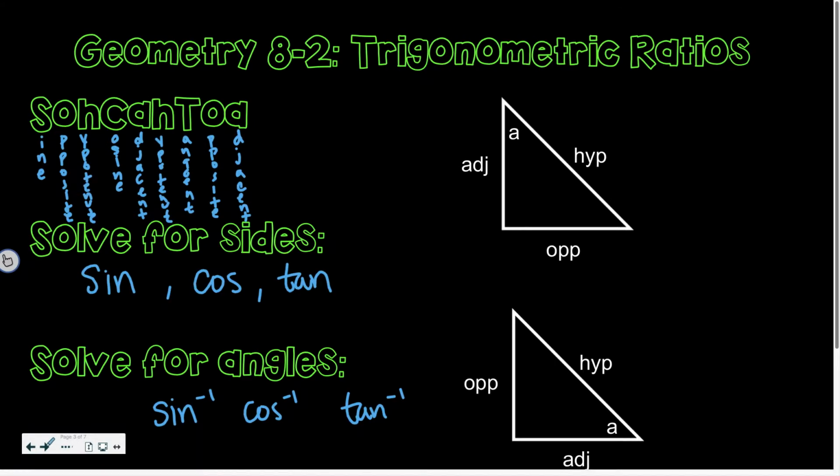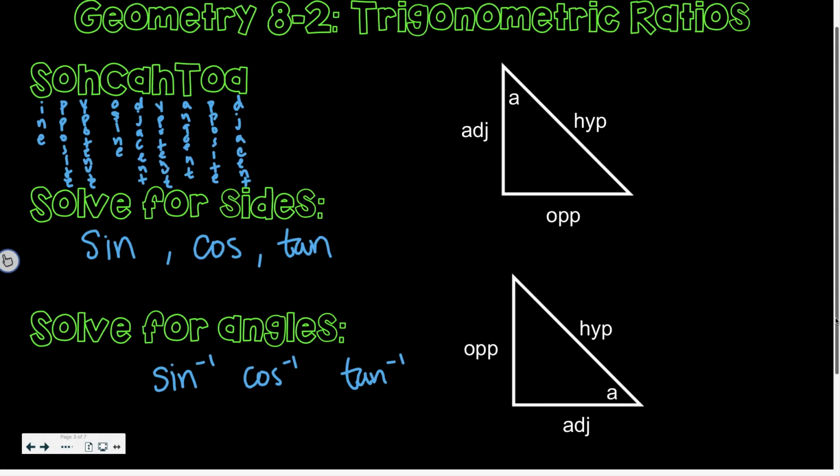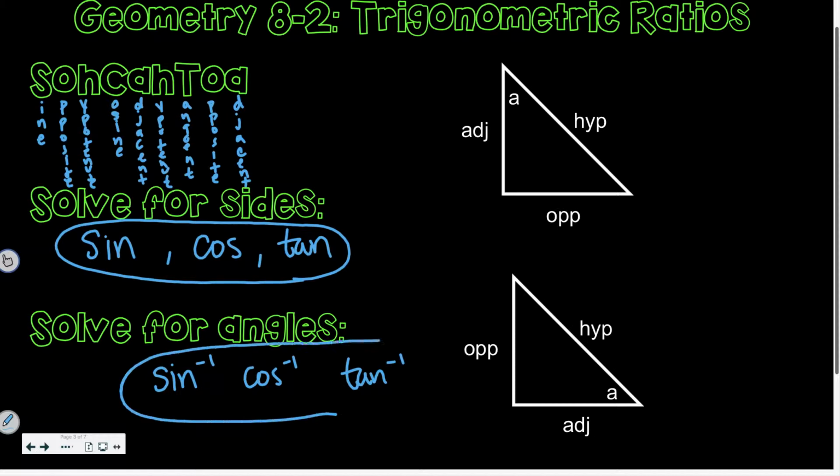8.2 is our SohCahToa. It's trigonometric ratios, so that's where we use SohCahToa. I have it written out there. Remember, I will not give you any of this information on the test. You need to know this. Sine is opposite over hypotenuse. Cosine is adjacent over hypotenuse. Tangent is opposite over adjacent. If you're solving for sides, you use the regular sine, cosine, and tangent. If you're trying to solve for angles, that's where you use your inverses.